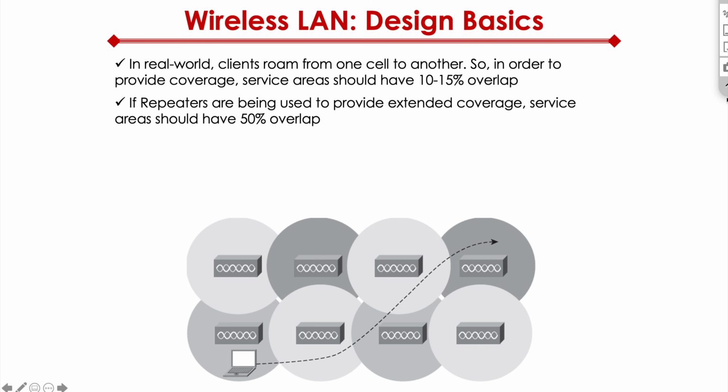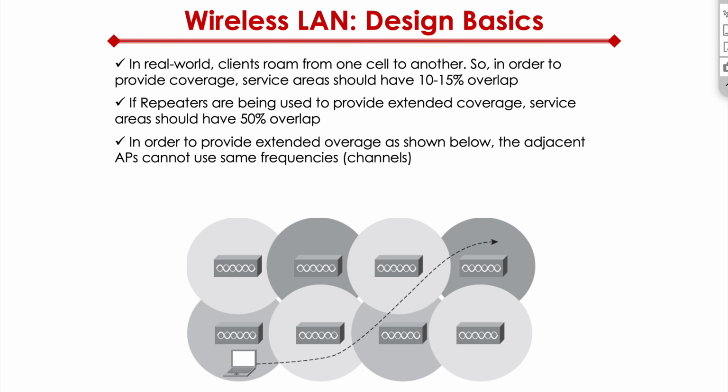If repeaters are being used to provide extended coverage, service areas should have 50% overlap. We'll talk about repeaters in a moment, but if you're using repeaters, then the overlap should be more because a repeater repeats the signal. In order to provide extended coverage as shown below, the adjacent APs cannot use the same frequencies or channels.